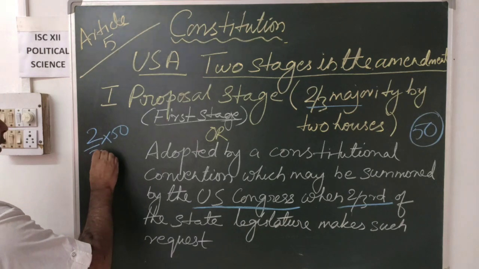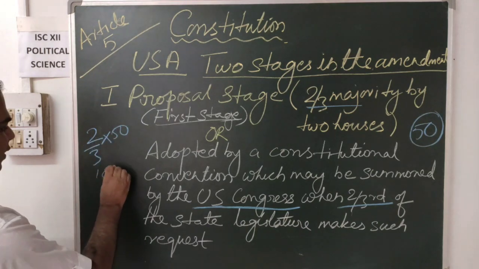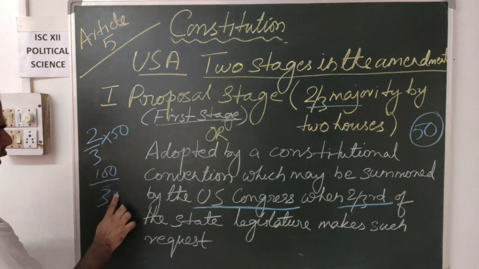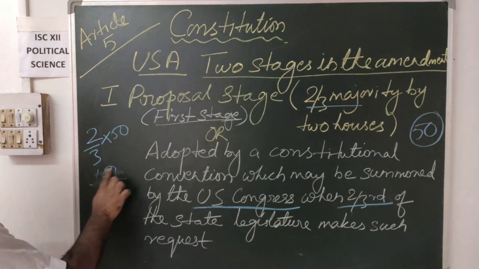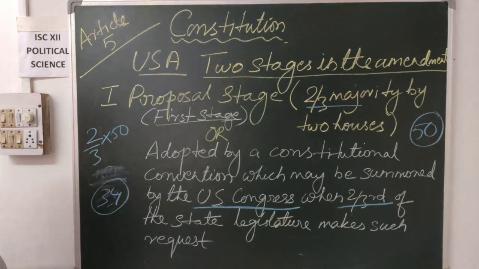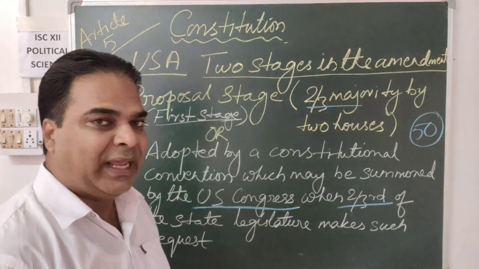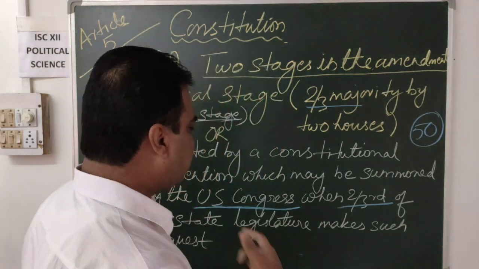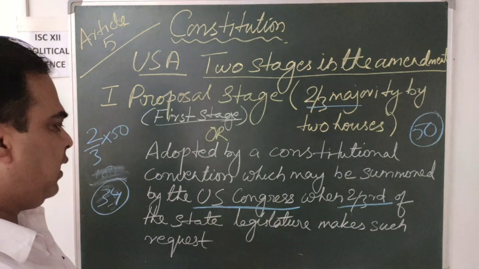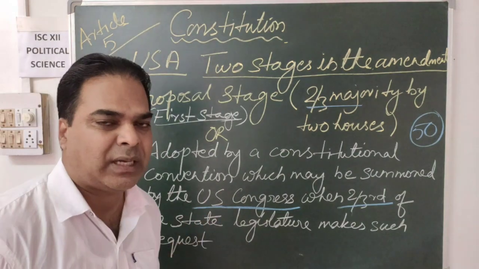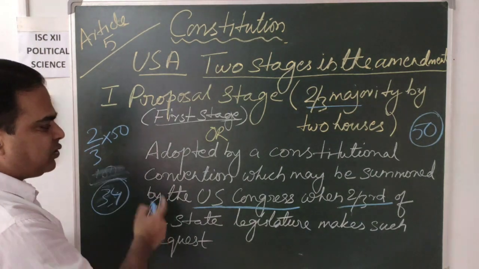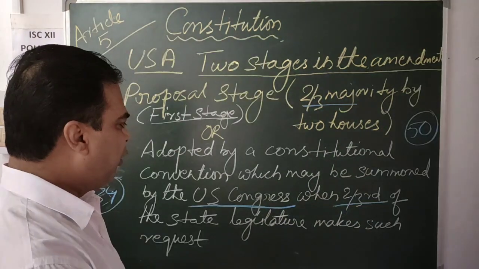So 2 fives are 10, 100 by 3, so it will be 33. Let us make it 34. So two-third of 50 will be 34. If 34 state legislatures request the US Congress to make some amendment, then it is done by the US Congress. So once again, a constitution amendment can be adopted. So this is the process.